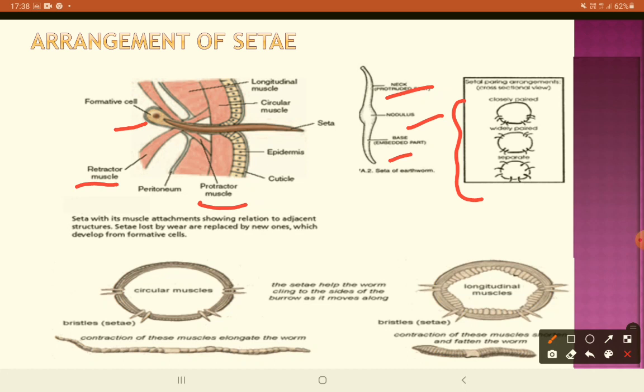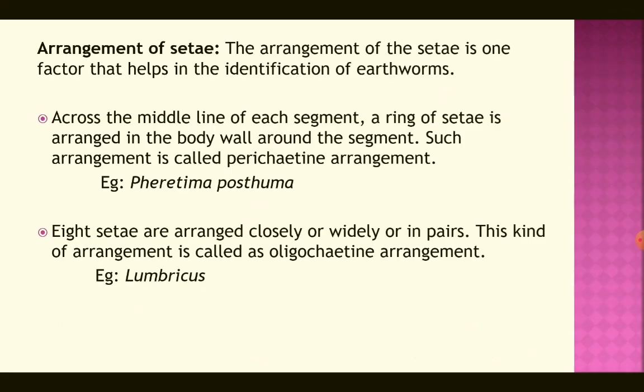They can be arranged as pairs of two in an octoketine arrangement, or they could be present all over the body, and this arrangement varies from species to species. The arrangement of setae also helps us identify what species of earthworm it is. For example, across the middle line of each segment, a ring of setae is arranged in the body wall around the segment. This is called the periketine arrangement, which you see in Pheretima posthuma.